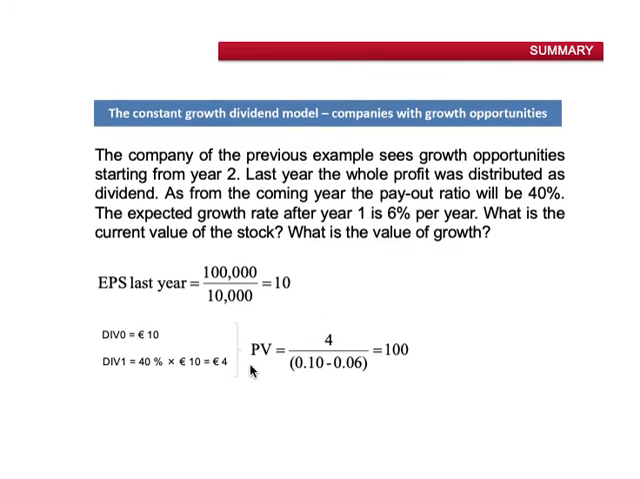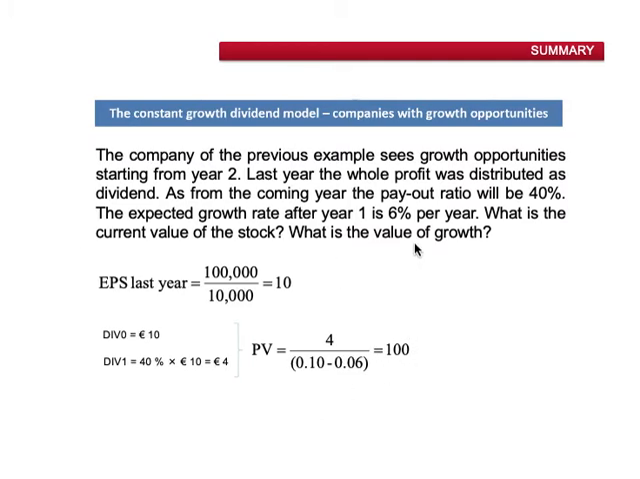So using the DDM model, we have a dividend at the end of the first year, which is €4, cost of equity, which is 10%, a growth rate after year 1 of 6%, gives us a share price of €100. Now, what is the value of growth? I'm going to discuss that in the next slide.